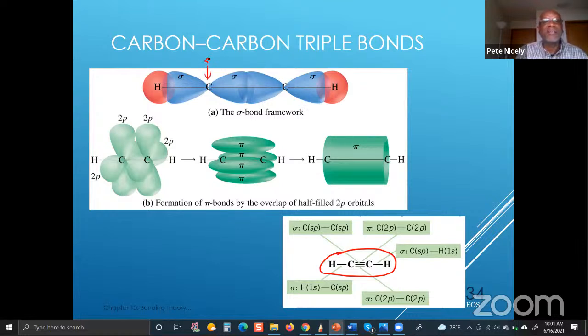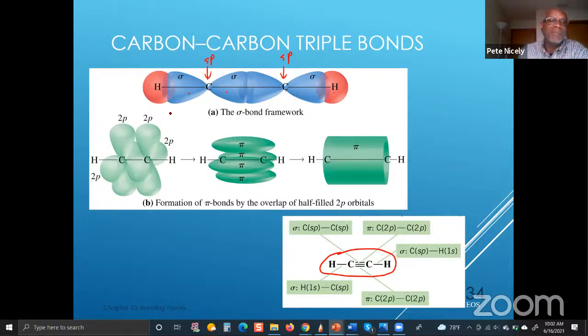So this is sp hybridized as well as this one, which means that it has two sp orbitals. So for this carbon, these are the two sp orbitals here and here. Same thing on the other side here. And you have a sigma bond formed between the sp orbitals here, and a sigma bond formed between this carbon and this hydrogen, and the same thing on this side here, this carbon and that hydrogen. So this is a sigma framework.